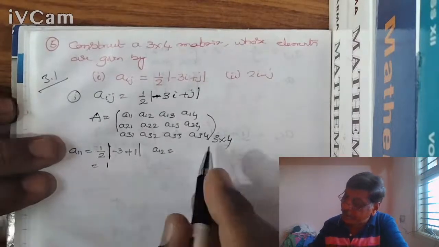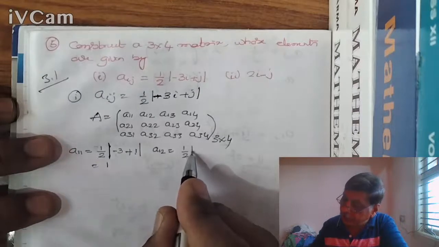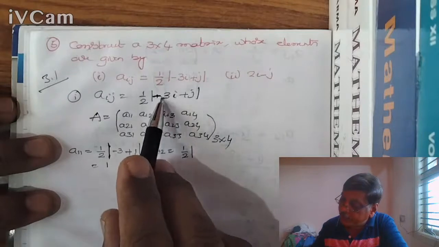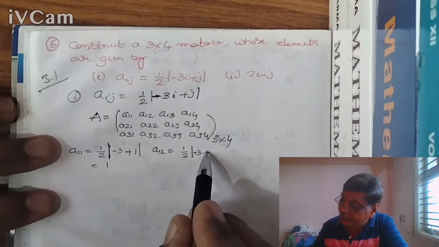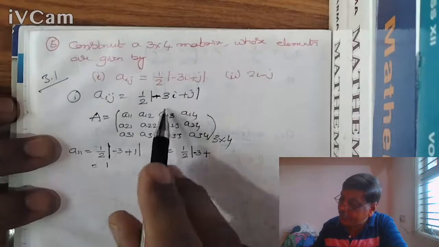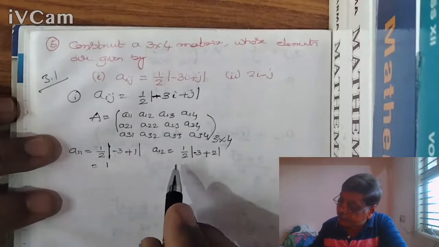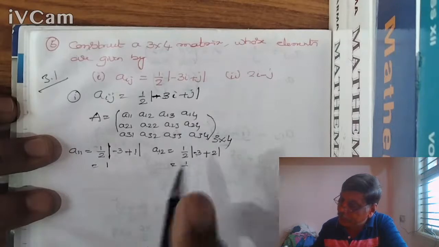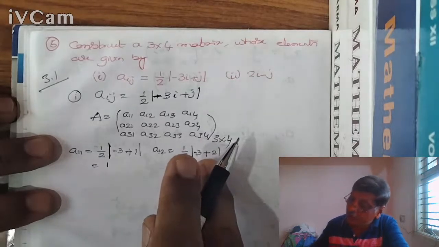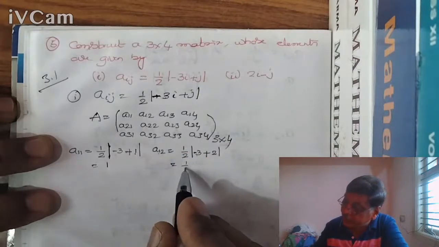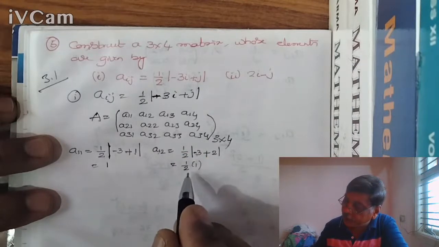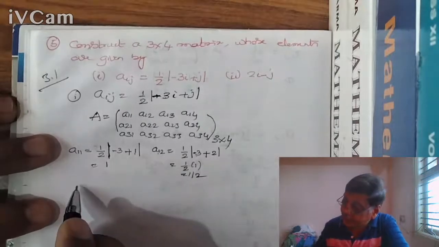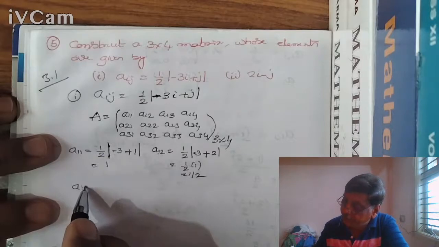Next, we find A12. That is half into modulus of, i is 1, 1 into minus 3, that is minus 3, plus j is 2. So that is equal to half, minus 3 plus 2 is minus 1. After taking the modulus sign, it becomes plus 1. Is it right? That is half into 1. It gives 1 by 2. Yes or no?